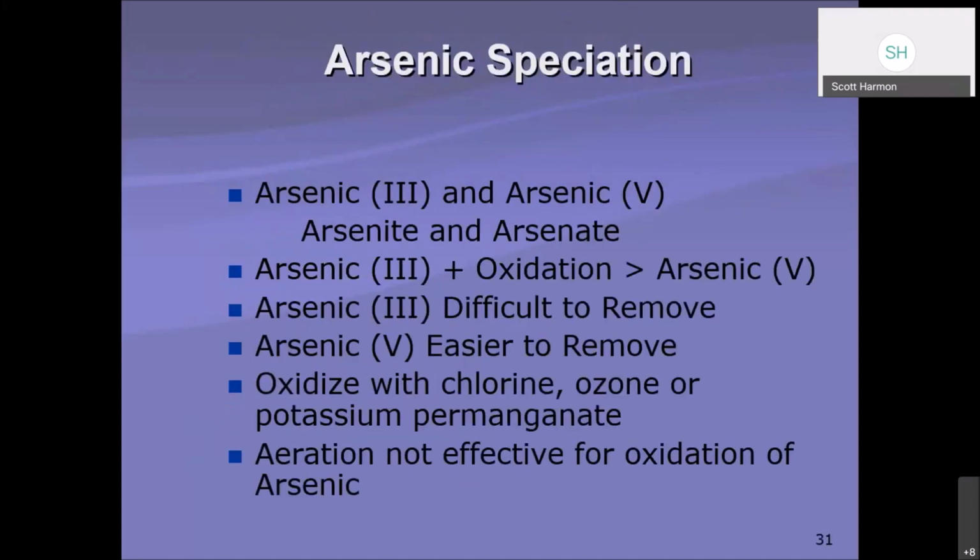So again, arsenic speciation. We talked about it in an earlier slide, arsenic 3 and arsenic 5, or they're also known as arsenite and arsenate. If you have an arsenic 3, you add oxidation, it changes the arsenic state. It's important to remember that arsenic 3 is difficult to remove. Arsenic 5 is easier to remove.